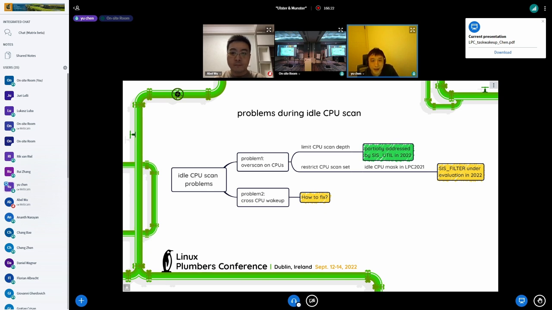But besides, there is an ongoing effort to leverage the idle CPU mask to speed up the search, which is currently called sysfilter. The second problem is what we encountered recently. We found the cross CPU wake-up issue when running some workloads with frequent context switch. I will talk about this cross CPU wake-up issue in detail. And Abel will talk about the sysfilter later.